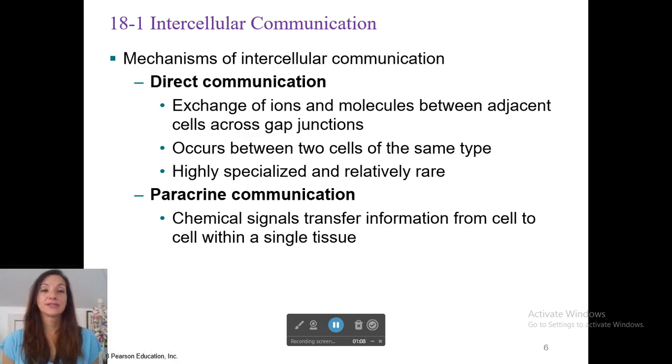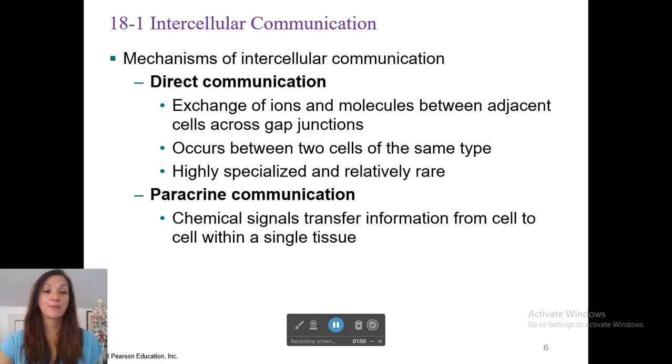So first of all, how do cells communicate? Now we're going to look at different types of intercellular communication, and by intercellular we mean between different cells. So the first mechanism is called direct communication, and this happens when ions from one cell move directly across the cell membrane through gap junctions within the membrane to an adjacent cell. So this can happen between cells of the same type. It is a very specialized type of communication, and it doesn't happen very often.